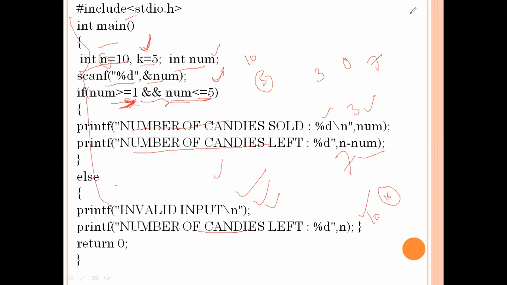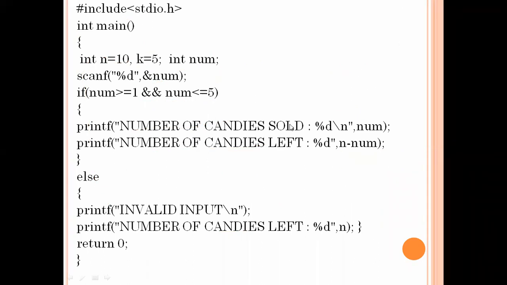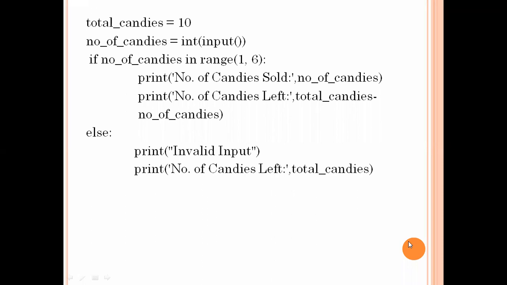So how to write the same code in Python language we see in this slide. The total number of candies is 10. So we take total candies equal to 10. Number of candies equal to, we enter the number of candies which we want to sell. So int of input. The input function is to enter the values into that variable. Number of candies. So if number of candies in range 1 to 6, 1 to 5, that's why here we write 1 to 6. 1 less than x less than 6. That is the meaning of this one.